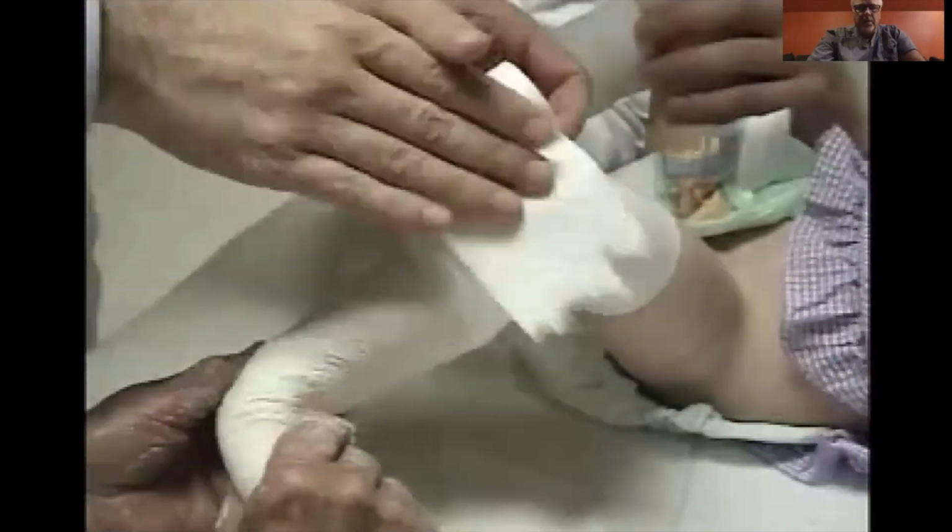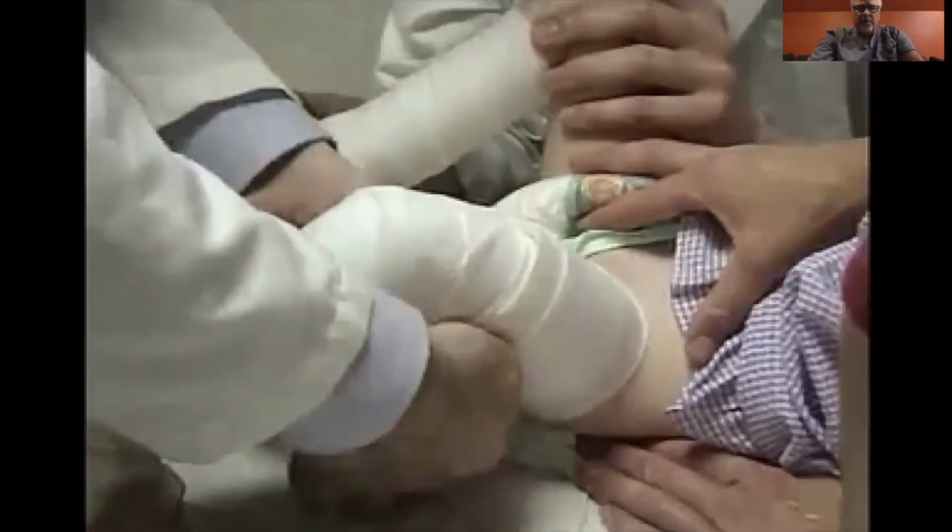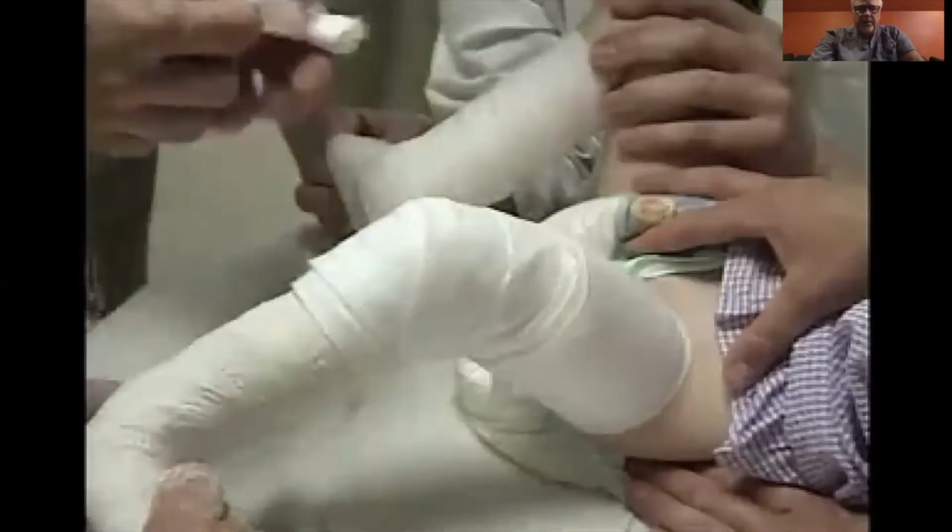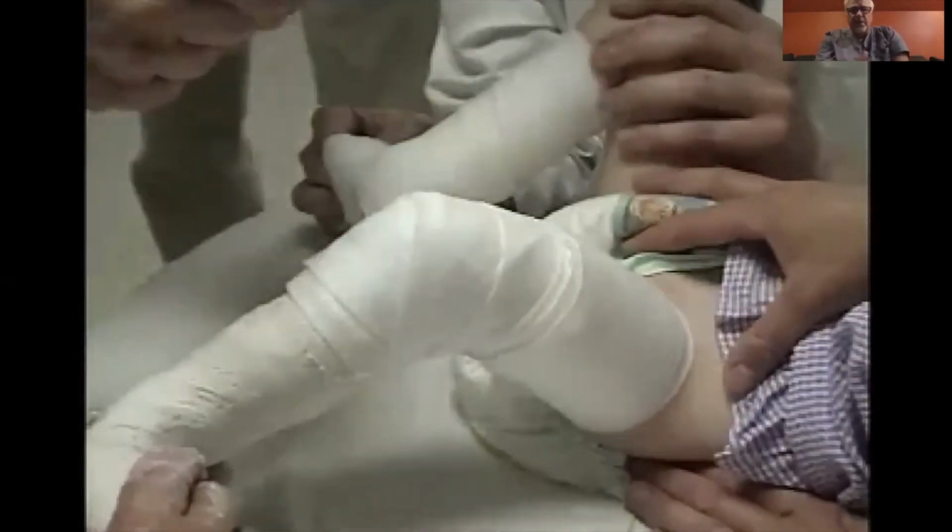Now you're going to go above the knee. You need to pad the knee really well. The knee should be basically at 90 degrees, or it can be anywhere between 60 and 90, but usually I just try to have it about 90 degrees. You want to go as far up on the thigh as you can get. And a Ponseti cast must go above the knee. Ponseti is not a below the knee cast.